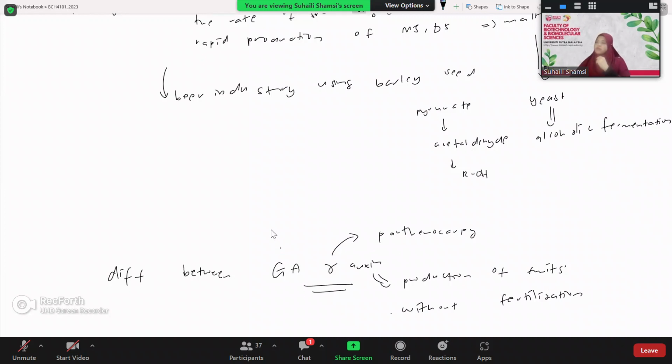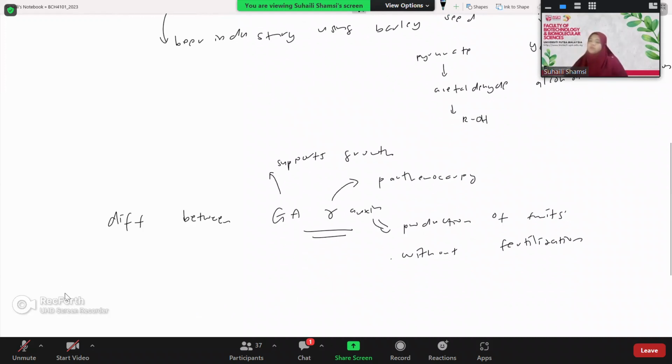This one here supports growth, right? So the flower can be bigger, the plants can be bigger, and also the fruits can be bigger with the application of exogenous gibberellic acid. So that's what gibberellic acid does.